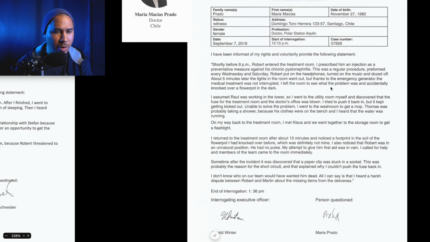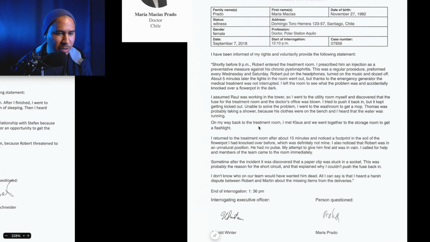I left the room to see what the problem was and accidentally knocked over a flower pot in the dark. Probably not her shoe print though, just that she knocked it over. I assumed Raul was working in the tower, so I went to the utility room myself and discovered that the fuse for the treatment room and the doctor's office was blown. I tried to push it back in, but it kept getting kicked out. Unable to solve the problem, I went to the washroom to get a mop. Thomas was probably taking a shower because his clothes were on the bench and I heard that the water was running. Okay. Lots of details here.